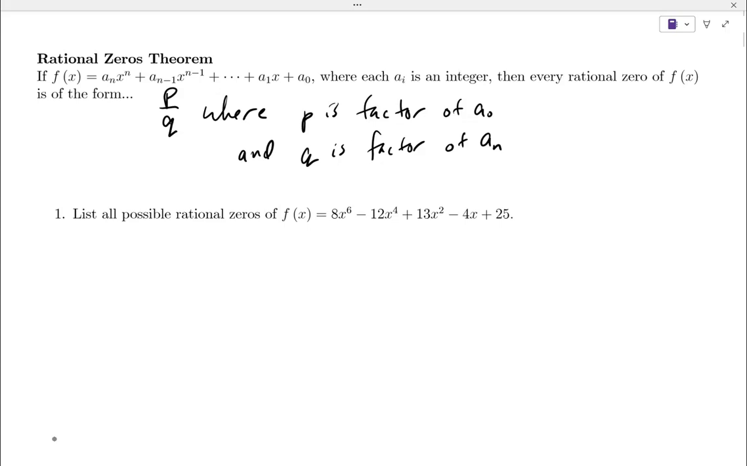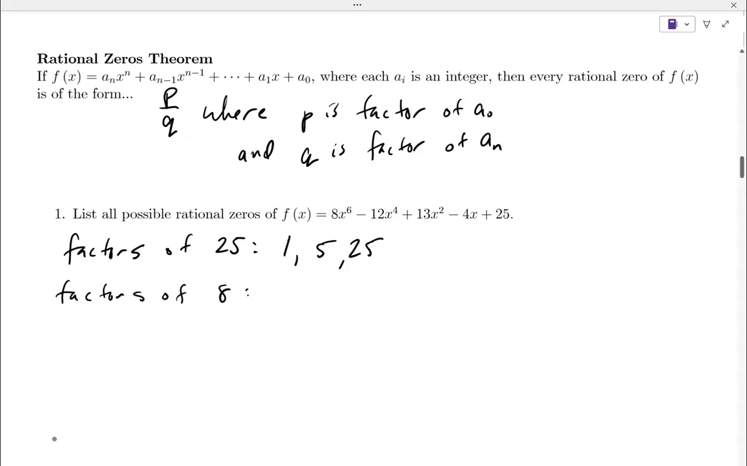So let's look at this next one. This is the first example that we have here. This one's not asking us to find them. We'll talk about finding zeros here in a minute. This one's just asking us to list what the possible ones are. So what's your constant term in this case? The 25. So we want to see factors of 25. What are those? Yep. And what else divides 25? The 5 does, right? What's the leading coefficient? 8. What are factors of 8?